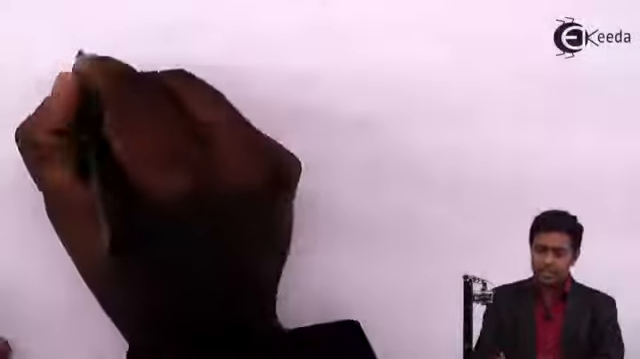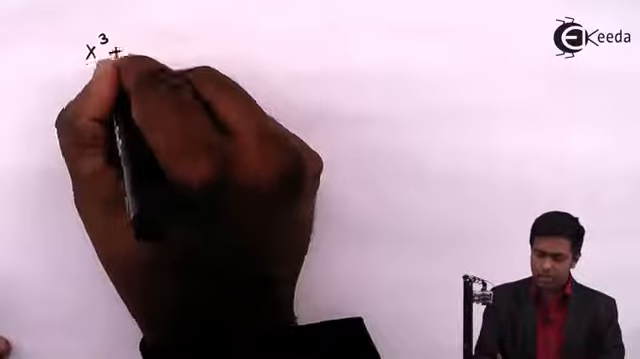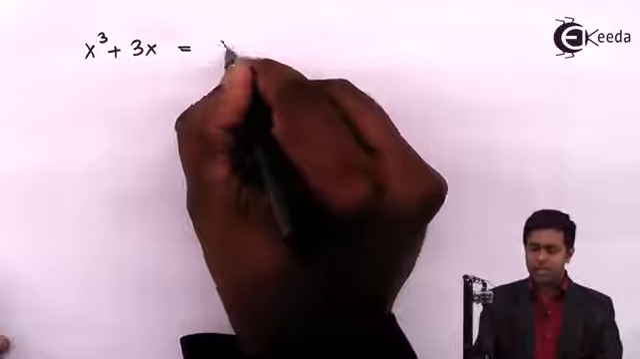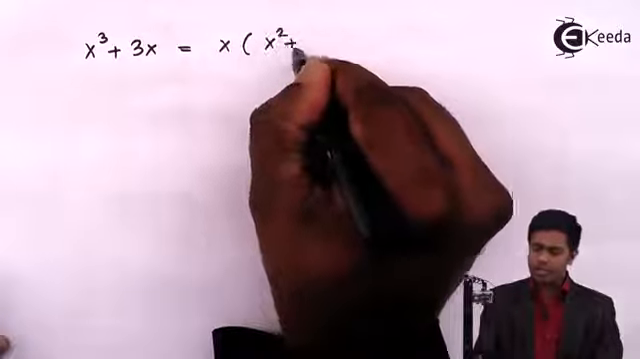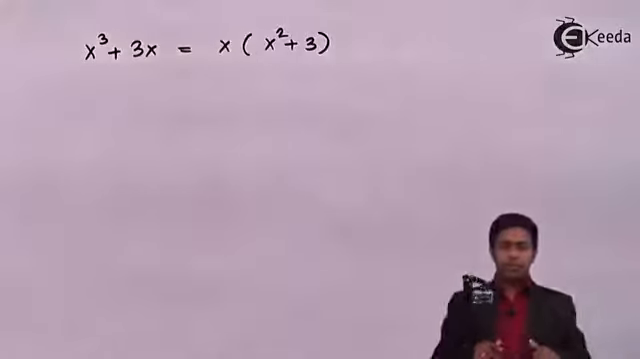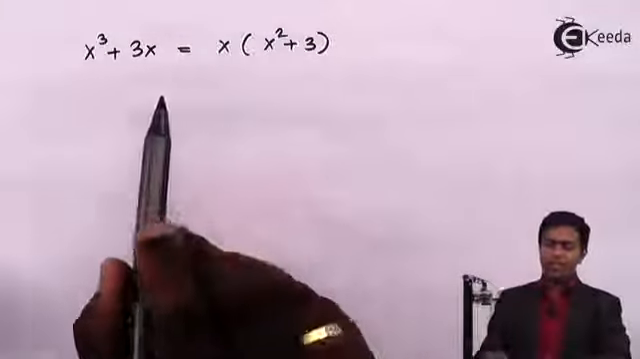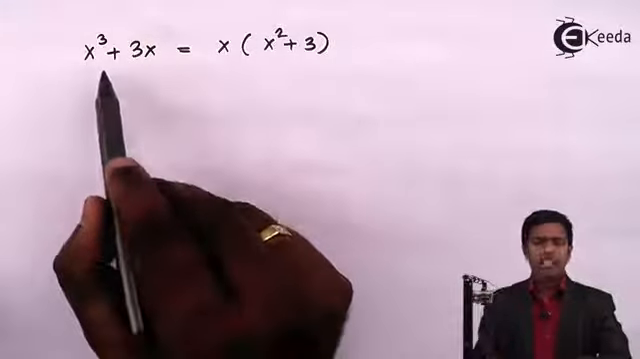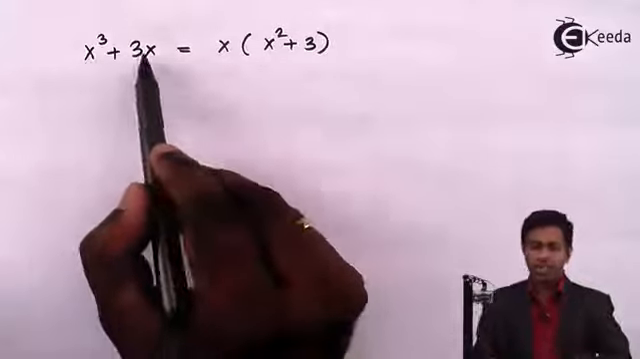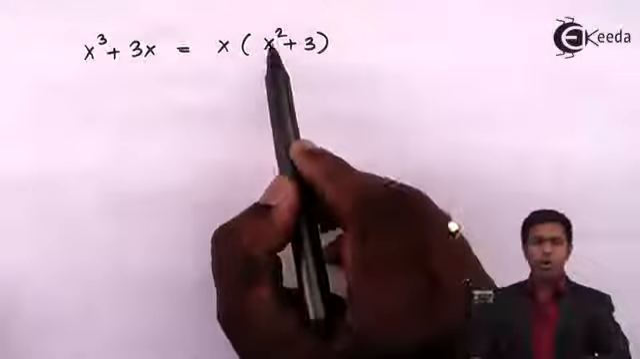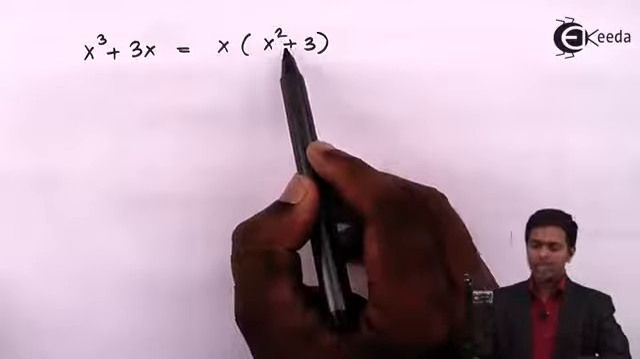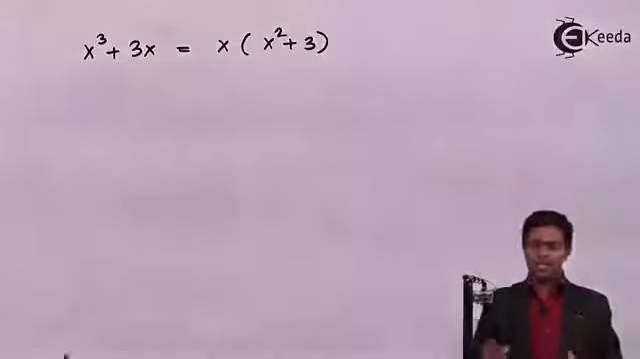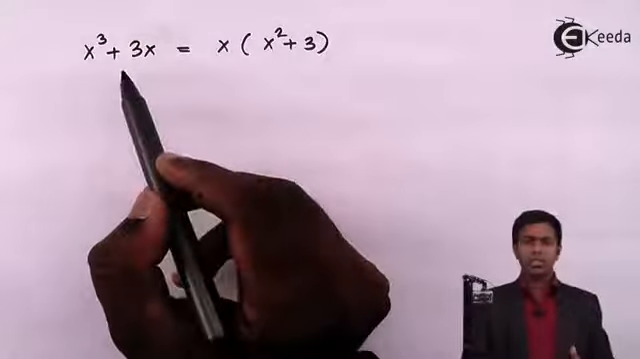So let's say I have a term like this, x cube plus 3x. We can rewrite this term as x common and x square plus 3 inside the bracket. So here you can see that I have written x cube plus 3x in one more format, x into x square plus 3.